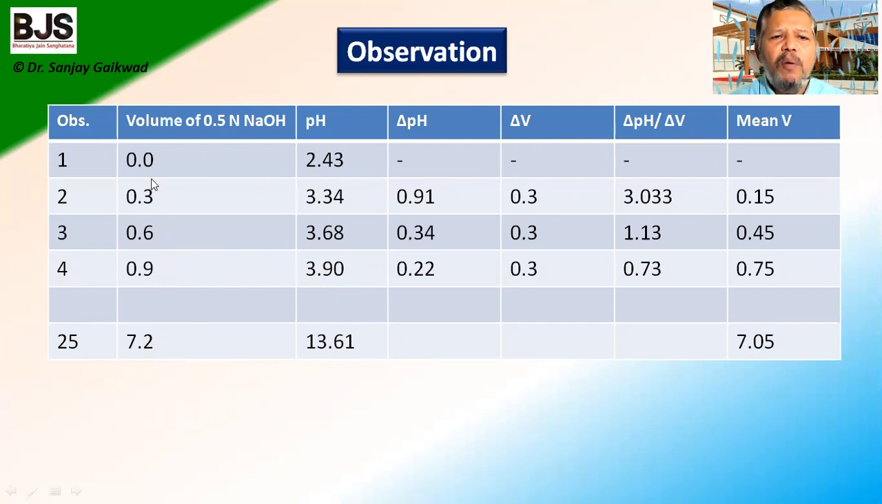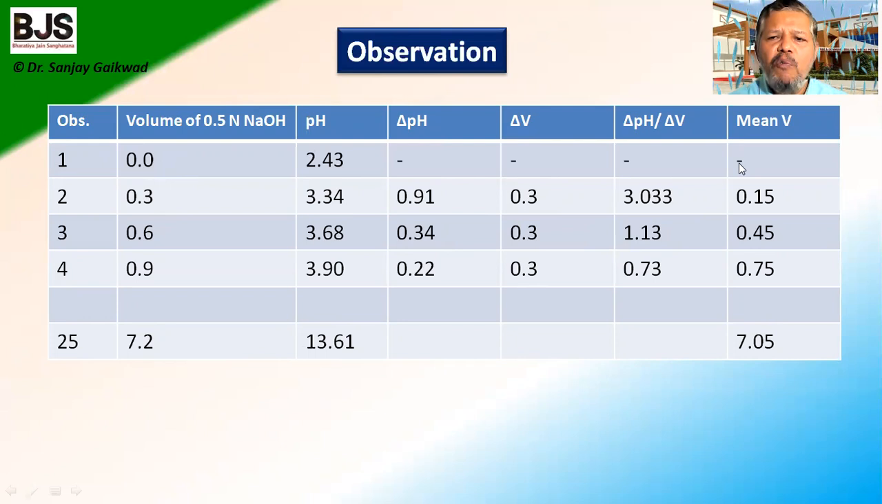From these four observations, we can calculate the delta pH, which is the difference between these two values of the pH. We have to write it here. For the delta V value, from this volume, we take the difference between these two values and keep it here. We know that every time we are adding 0.3 ml, and therefore the difference is the same, 0.3 ml. And therefore delta pH upon delta V, this value upon this value, equals 3.033. In the same way, we have to calculate the values.